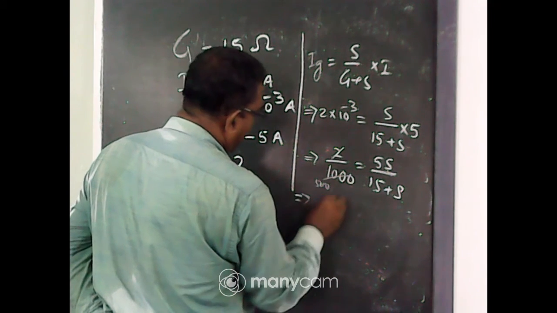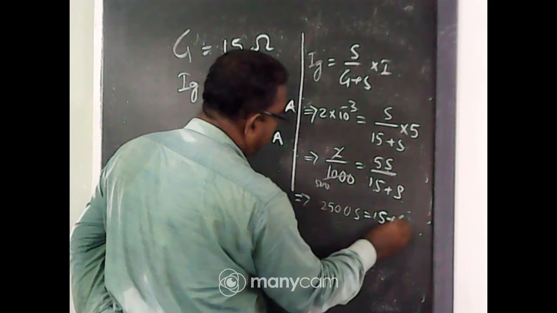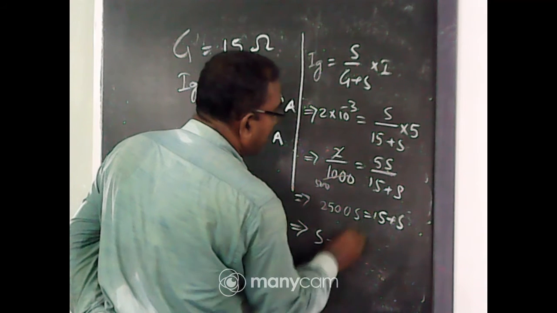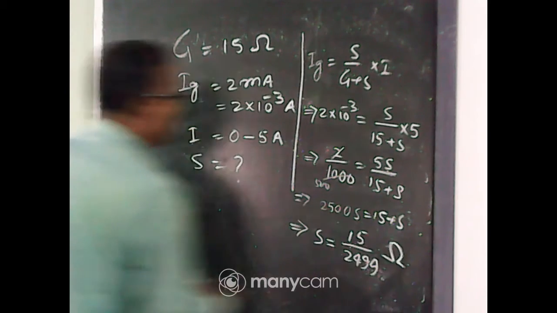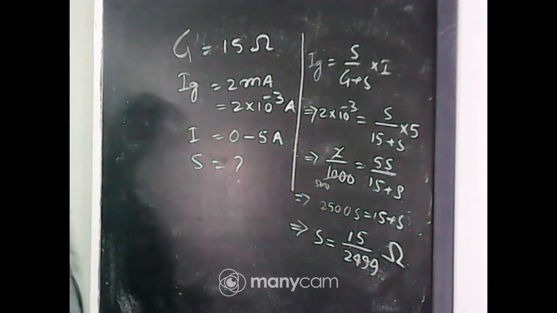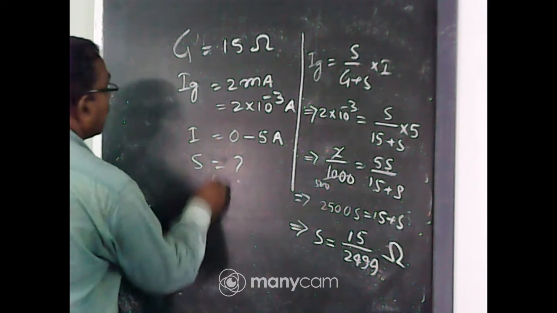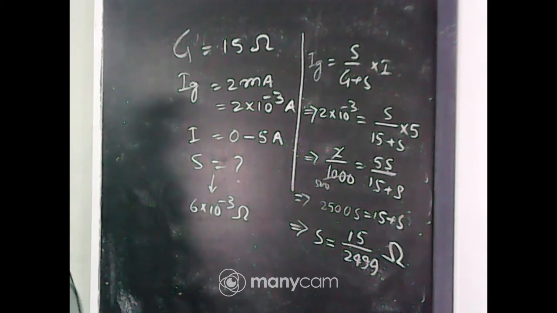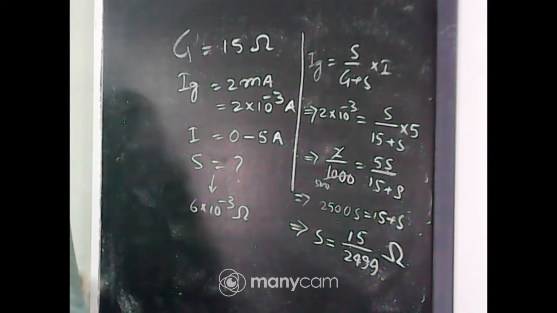2500S equal to 15 plus S. So what will be its value? S equal to 15 by 2499. You check it, my dear student. The value is 6 into 10 to the power minus 3 ohm. You check it. Okay. Next numerical, same type of numerical.